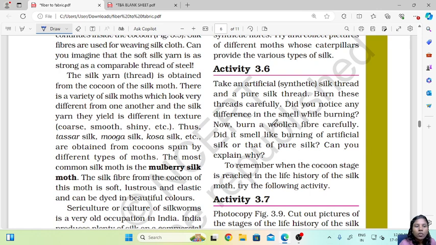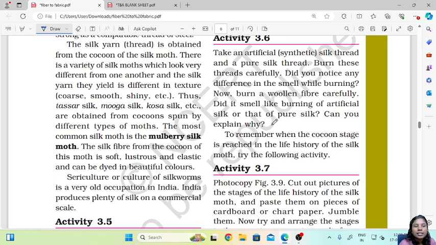There is a variety of silk moth which look very different from one another, and the silk yarn they yield is different in texture. There are different types of silk moths, and the kind of silk they yield is also different depending on their texture, their shine, how smooth or how rough they are. Thus the tasar silk, muga silk, eri silk, etc. are obtained from cocoons spun by different types of moths.